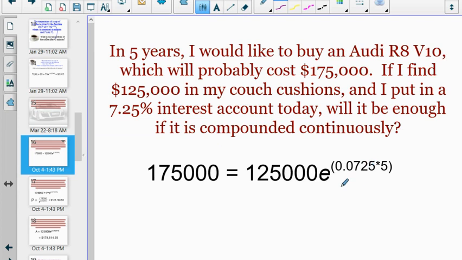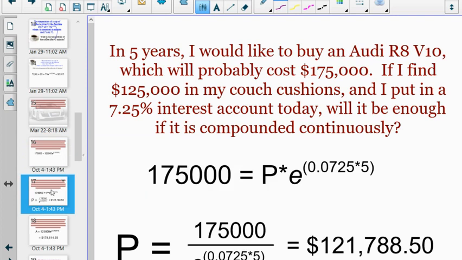Because this question is asking, is it enough? If I start with 125,000, will that be enough to get up to 175? Or if I need 175, is 125,000 enough? So basically, we need to leave one of these off. I'll show you a couple different ways. One way would be to say, I don't know what the principal is. I need this much money. So how much principal would I need to start with in order to end up with 175,000?